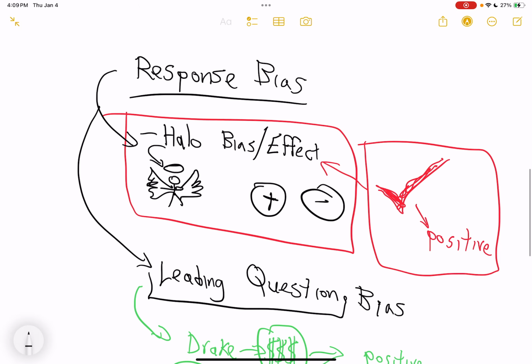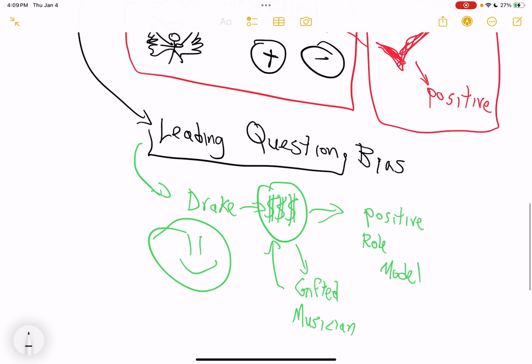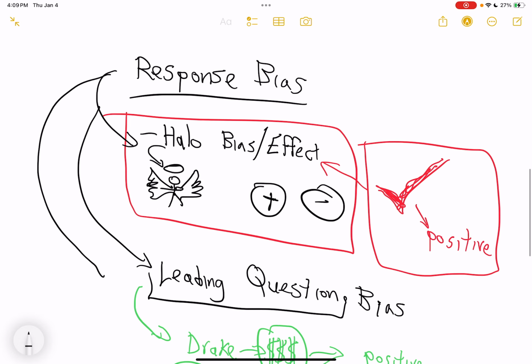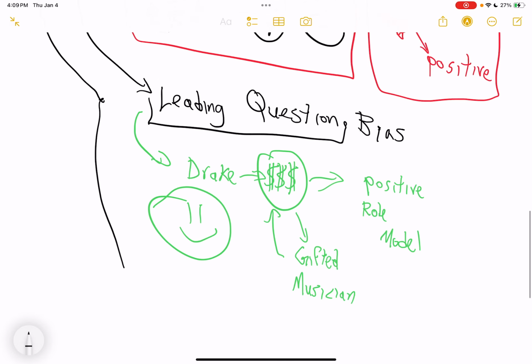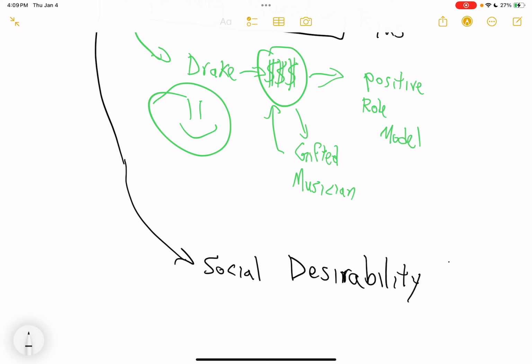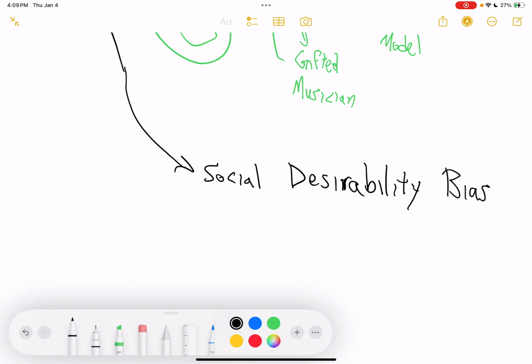Okay, so we have halo effect, we have leading question bias. The final kind of response bias I want you to have available in your notes and to be aware of is what's called the social desirability bias. We went over this one months and months ago, I believe in every class. This one is wonderfully simple. We love the social desirability bias. What is the social desirability bias?